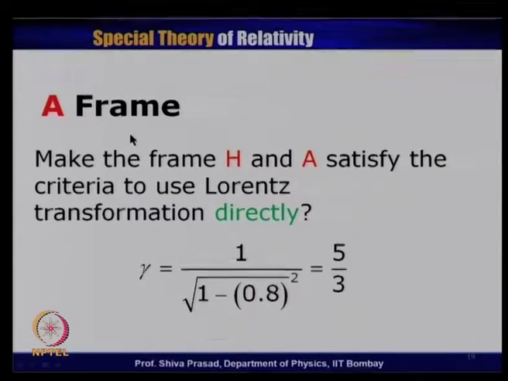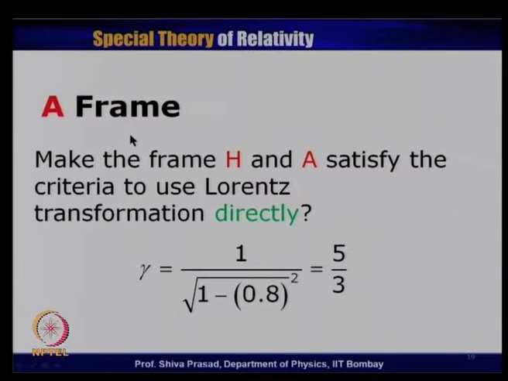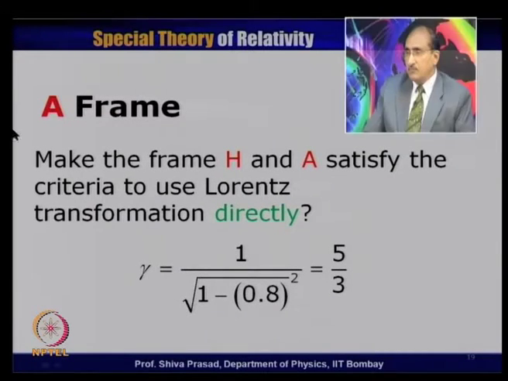So, now let us try to fill this particular table in A frame, the ambulance frame, because H and A obviously satisfy all the conditions or all the criteria which we have imposed for using the Lorentz transformation. Just simply use Lorentz transformation and I get all these events in A frame. So, that is what I have been doing here. I go to A frame. So, now stop thinking about H frame, start thinking in terms of ambulance frame.